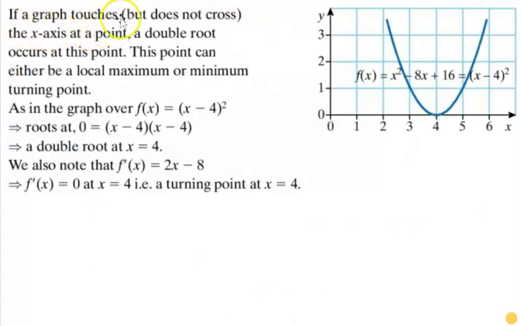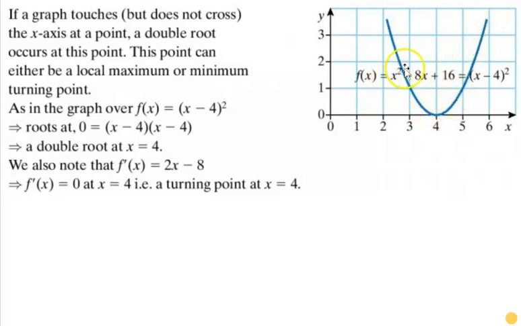If a graph touches but does not cross the x-axis at a point, a double root occurs at this point. So for example, here we have a U-shaped graph. So this is a quadratic graph and it touches the x-axis, but it turns and doesn't actually cross the x-axis. So it just touches it and then it turns. So it's going downwards and then it turns and goes upwards again.